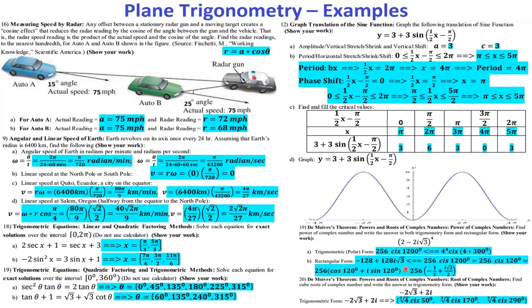So number 20 is finding the cubic root of minus 2 square root of 3 plus 2i. When you convert this to polar coordinates, you will end up with the cubic root of 4 cis 50, the cubic root of 4 cis 170, and the cubic root of 4 cis 270 degrees. Those are the three roots of this function.